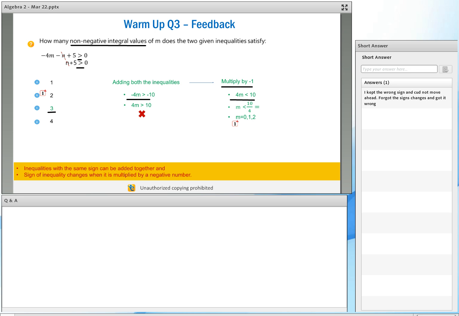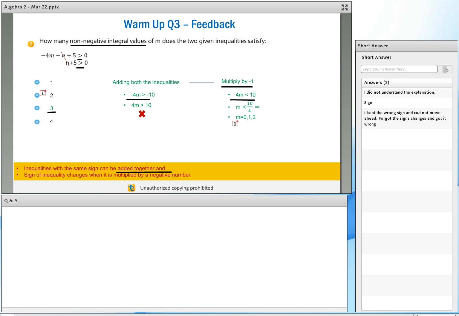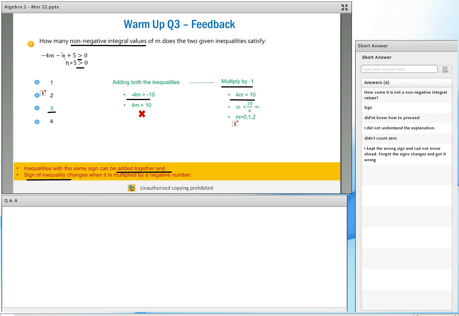Okay, so why did you make a mistake? That's what the short answer pod is. The two concepts that are tested: first, inequalities with the same sign can be added together, which is the concept that we tested in the prior question as well. The second is the sign of inequality changes when you multiply it with a negative number.